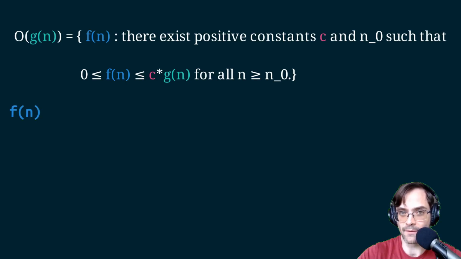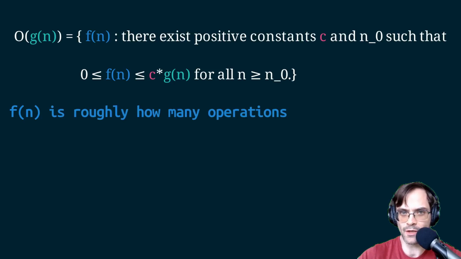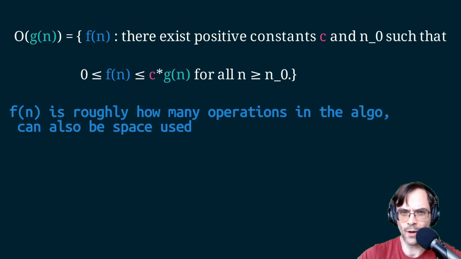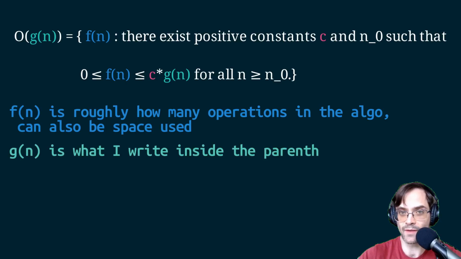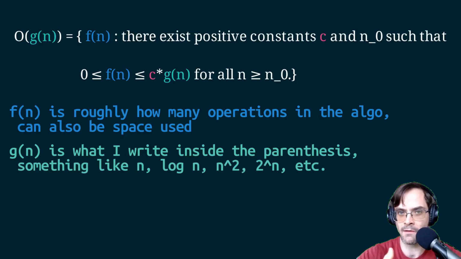Let's look at f of n first. F of n is kind of a stand-in for how many operations my algorithm runs, or how much space it uses. And it's a function of n, which is just how long the input is. G of n is a function that goes inside the parentheses for big O when I write it down, as you can see. G of n is usually something like n, n log n, n squared, maybe for something slower, 2 to the n, and so on.